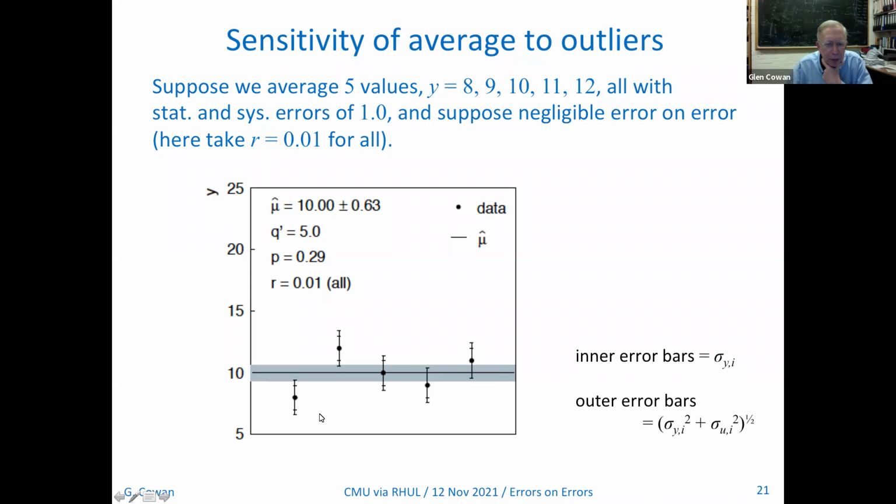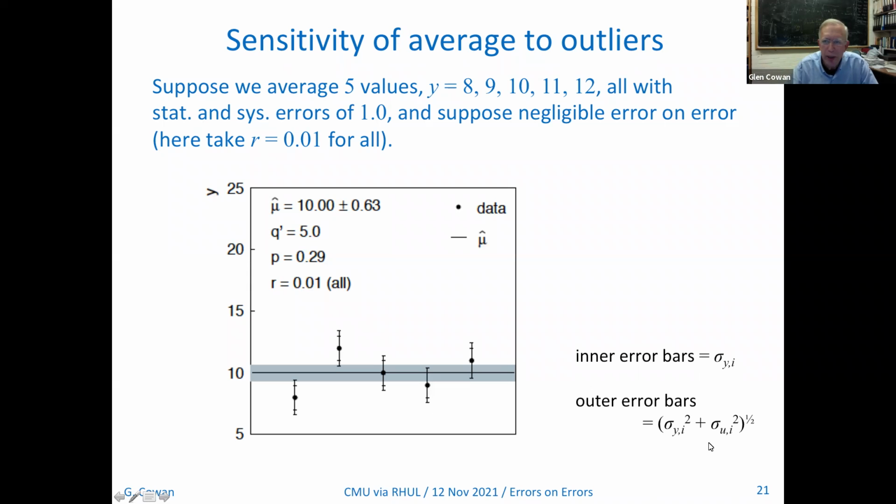Now, the way I've displayed this is that I've put for the inner error bars, that's what I call the sigma yi's, the statistical errors. And the outer error bars include the systematic error. So it's the quadratic sum of both.